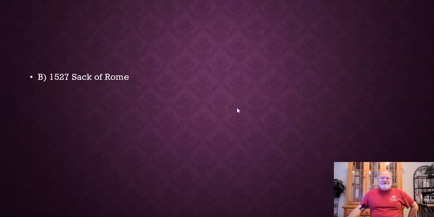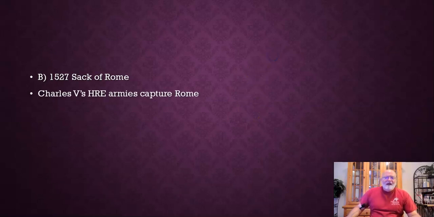1527, sack of Rome. So, again, this is a story I like to throw in here. It is important. It happens during this time in Italy. It's going to be significant actually in the next chapter. And I always teach this, and I find this fascinating. And then when we do the next chapter, I usually say, remember when we talked about it, and kids, for some reason, don't remember this story.